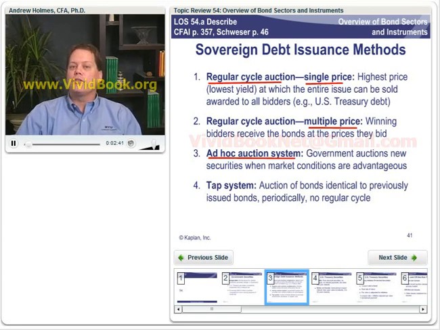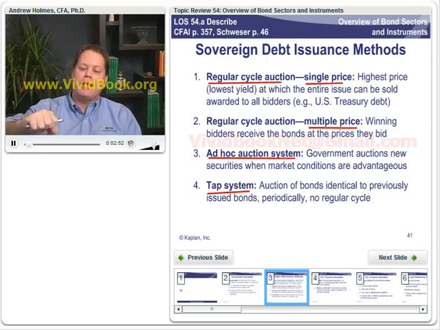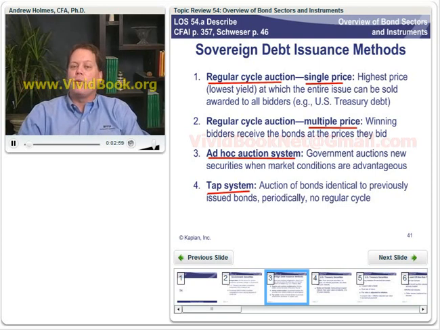There's also something called a tap system, and this is the auctions of bonds which are identical to previously issued bonds. So we already know what it is exactly we're going to issue, and you can think of the name tap system as turning on the tap. So we're going to turn on the tap whenever we think we can sell the bond. So there's no regular cycle here, but we know exactly what we're going to be selling.